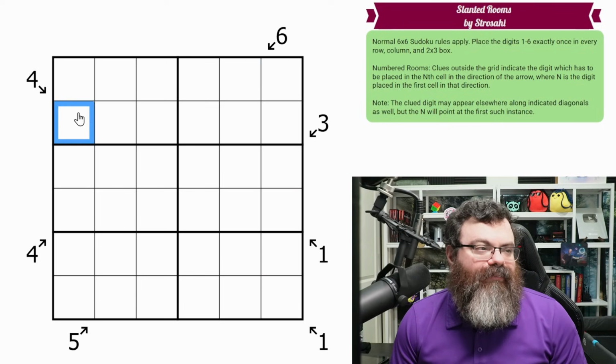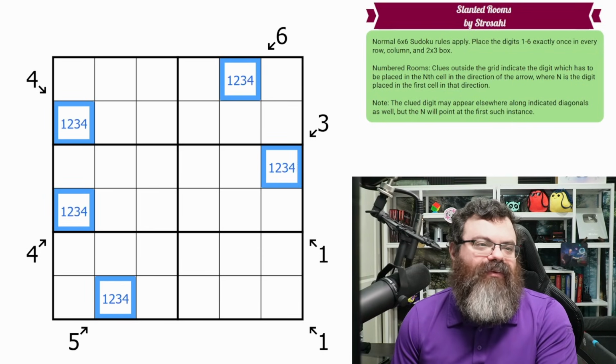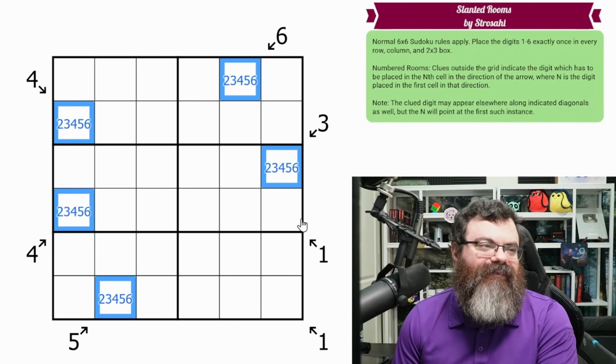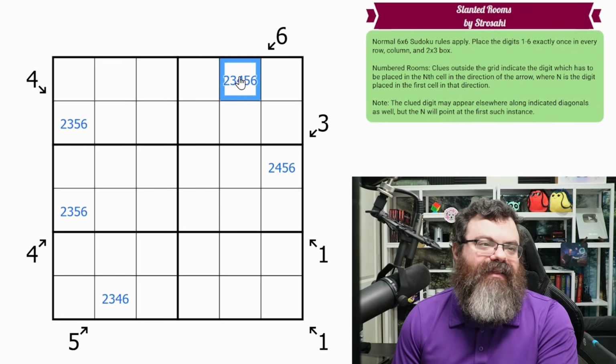So am I above doing this? I don't think I'm above doing this. So I'm going to type 1 through 6. We're going to remove 1 from all of these. And then here, these aren't 4, that's not 5, that's not 3, and that's not 6.